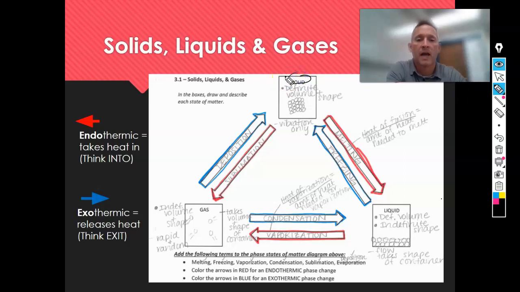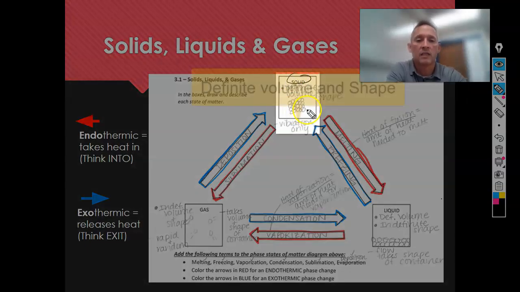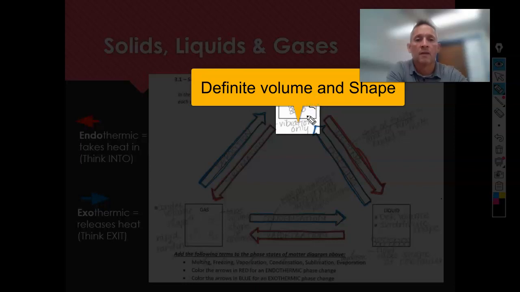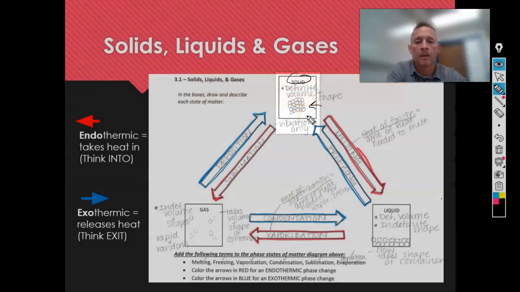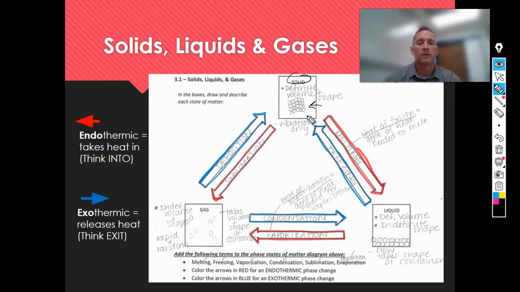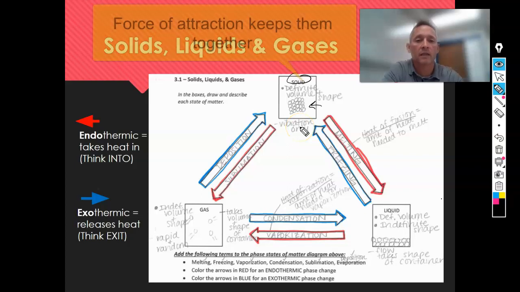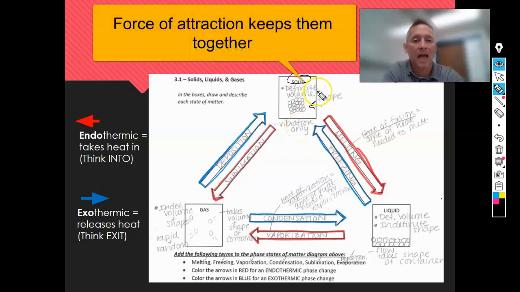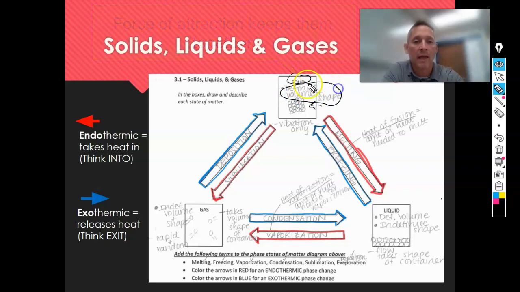Right, up here at the very top, we have the solids, and you can see from the picture, the solids are stuck together. The forces that are keeping these together don't allow them to move apart. There is some slight vibration, but that force of attraction keeps them together. A solid has a definite volume and shape. You need to know that for not only the mastery check, but for the test too.